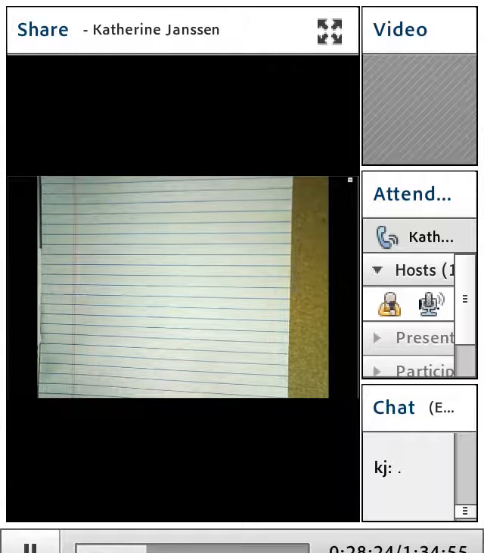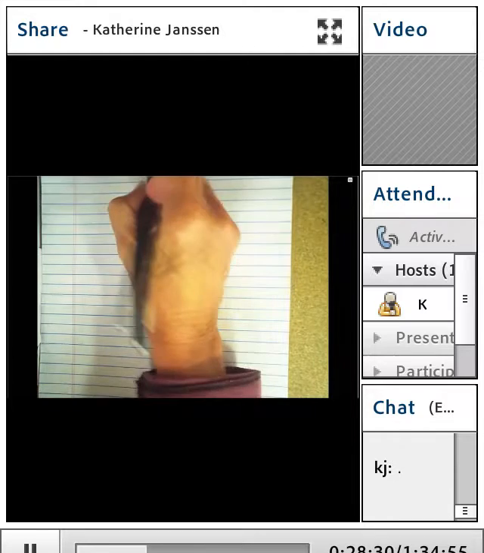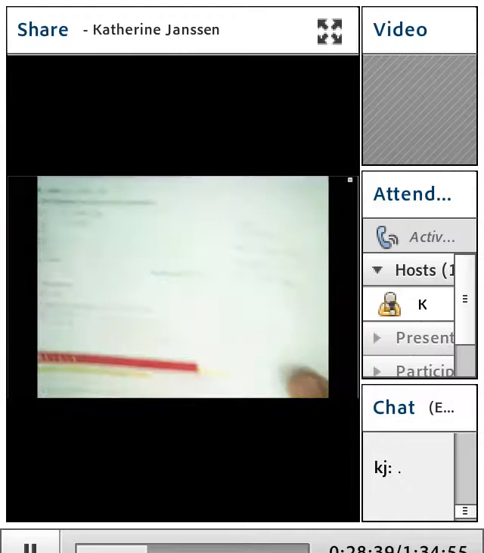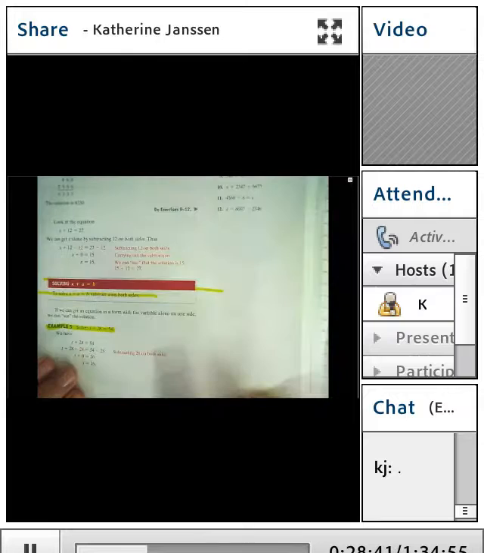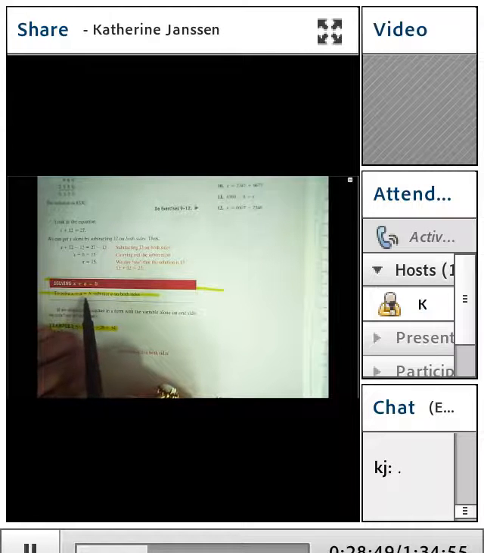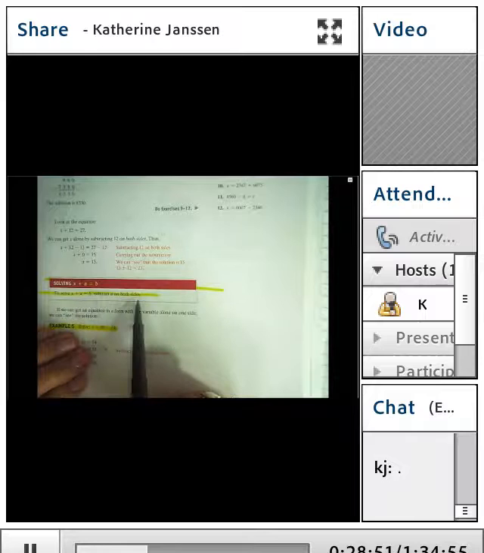We then start on page 49, the section 1.7. And we're going to begin solving equations. So solving an equation, x plus a equals b. To solve x plus a equals b, subtract a on both sides.